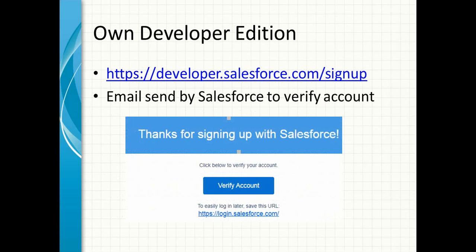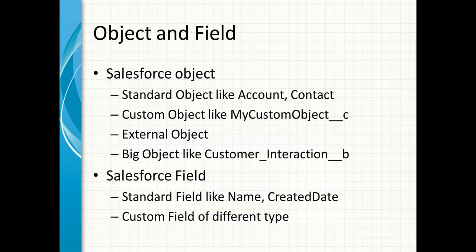Once you get your developer edition, go to login.salesforce.com and provide your username and password and you will be able to log in to Salesforce. Once you are logged in to your Salesforce org, you will see some tabs like account, contact, etc. Those are nothing but objects. So what is an object? Objects are like tables. They store data in Salesforce and you can use those objects to get the data or to manipulate the data and store it in those objects.